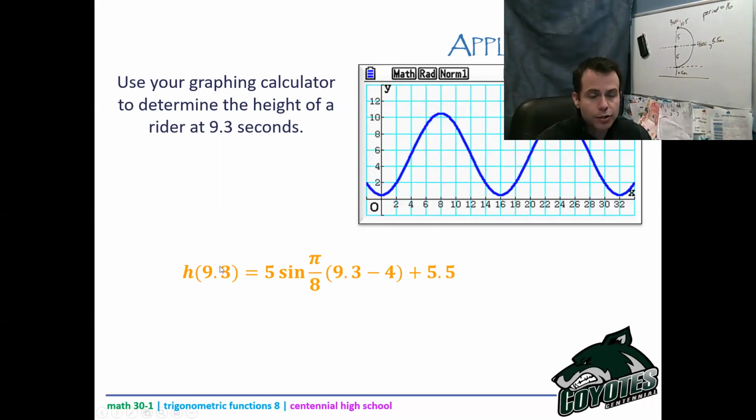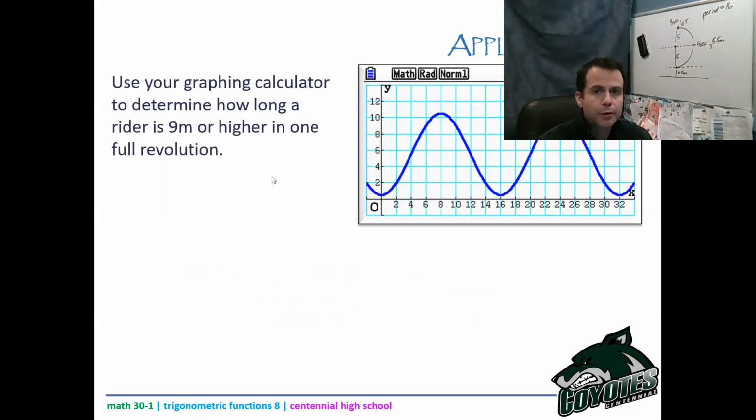I've taken the equation, I've replaced T with 9.3, and now I'm just going to solve it. So you can plug all that into your calculator, and you'll get H of 9.3 is 9.9 meters. So at 9.3 seconds, Sam will be 9.9 meters off of the ground.